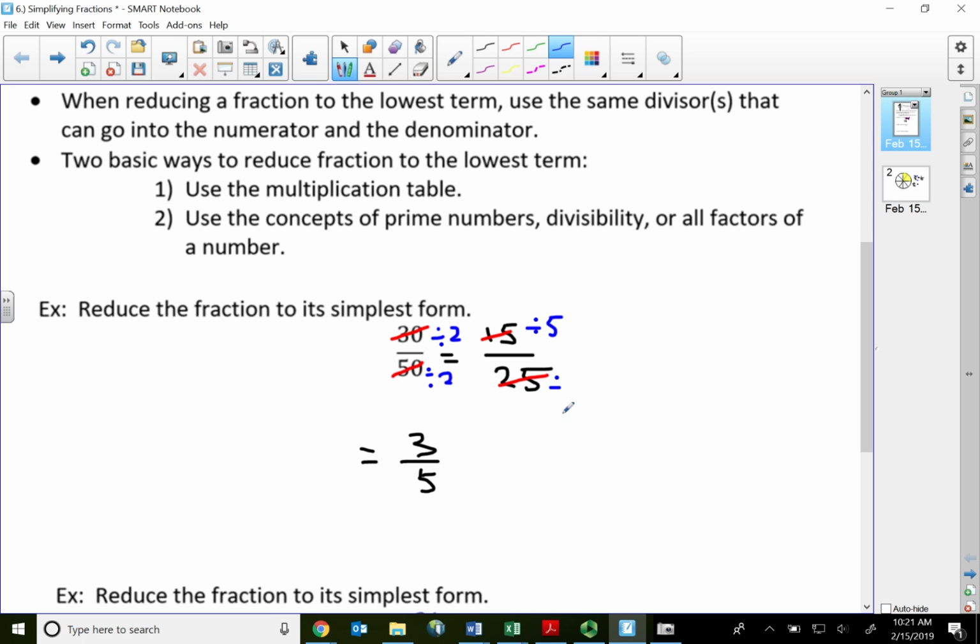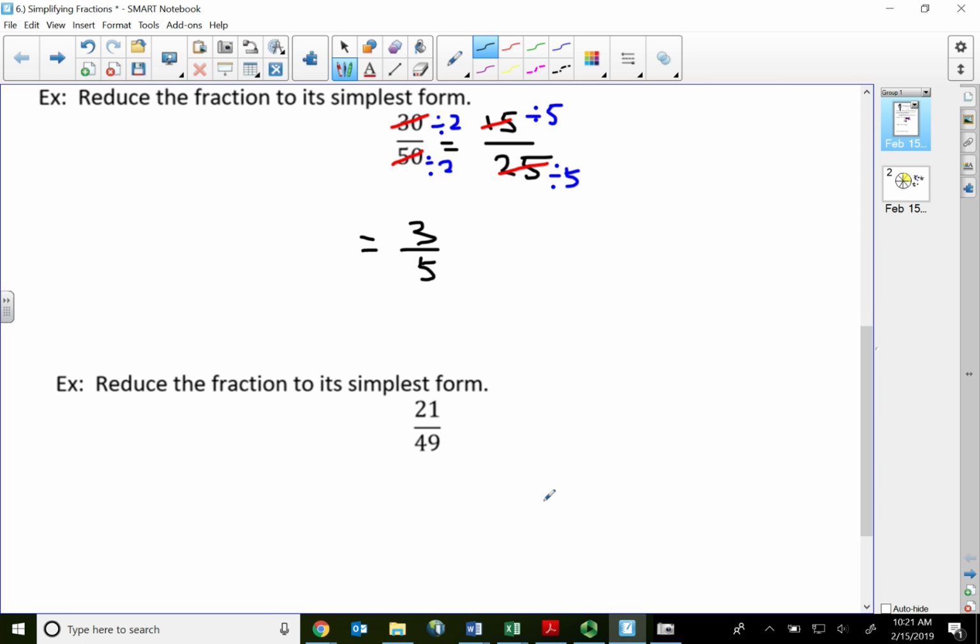Or I can divide them by 5, top and bottom. So that will give me 3 over 5. 15 divided by 5 is 3. 25 divided by 5 is 5. So if I can reduce by 2 and then by 5, that's also equivalent of dividing by 10, or reducing 30 over 50 by 10. So that's a different technique to do this.